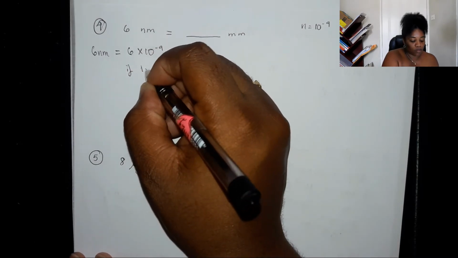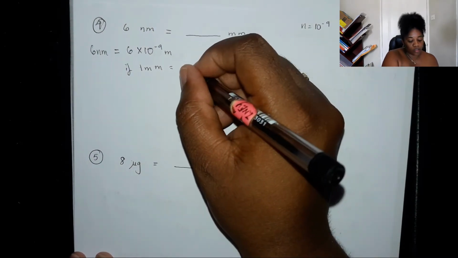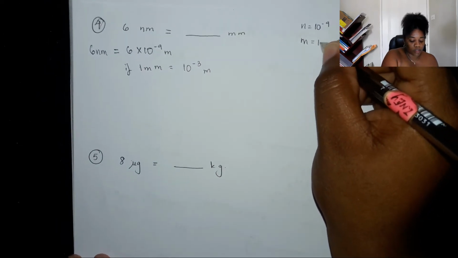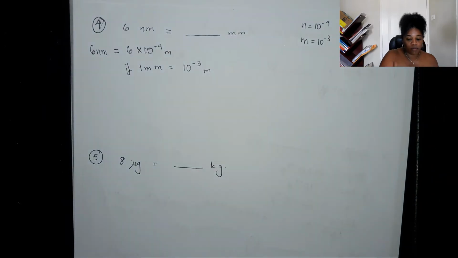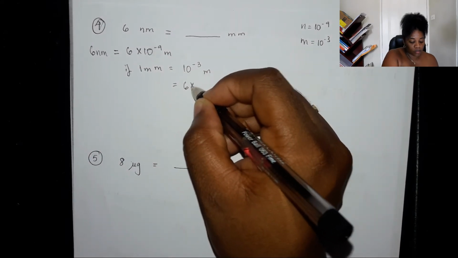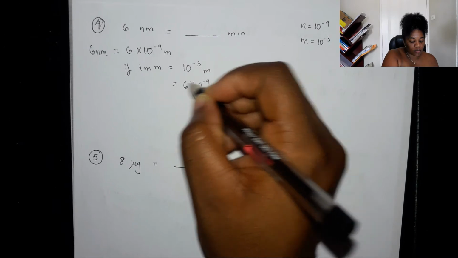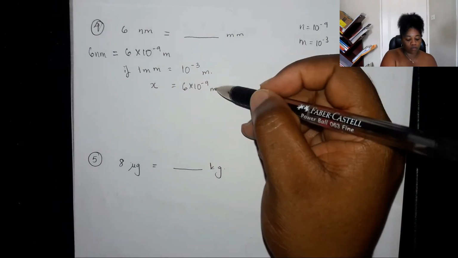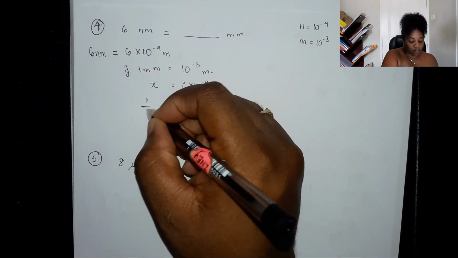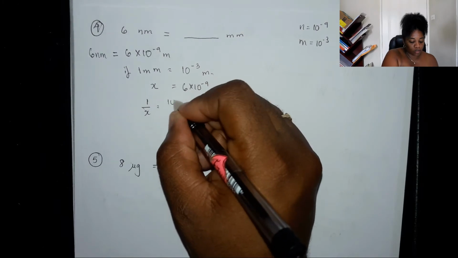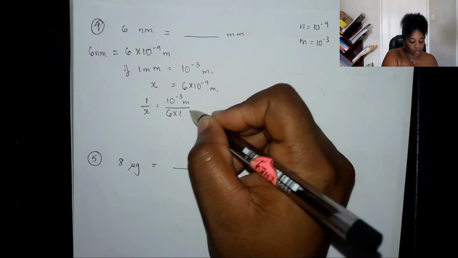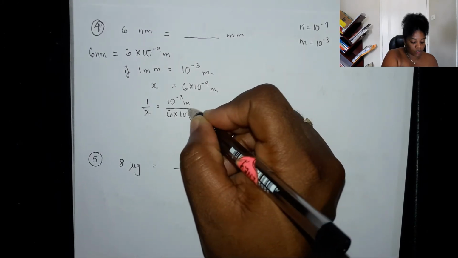Now, if 1 millimeter is equal to 10 to the negative 3 meters, because remember, a milli is equal to 10 to the negative 3, then you could equate it to 6 times 10 to the negative 9 meters. Okay? Because remember, the same units on the same side. And it's like a fraction, 1 over x, equal to 10 to the negative 3 meters over 6 times 10 to the negative 9 meters.